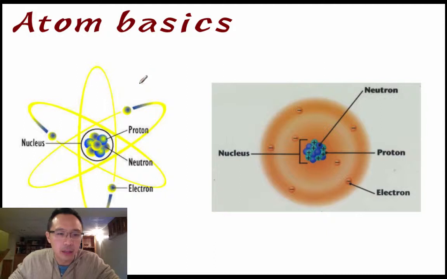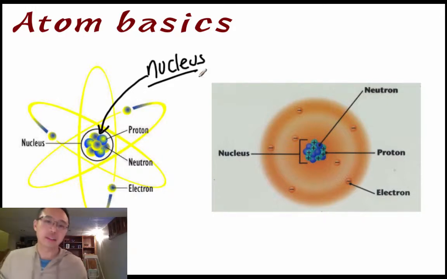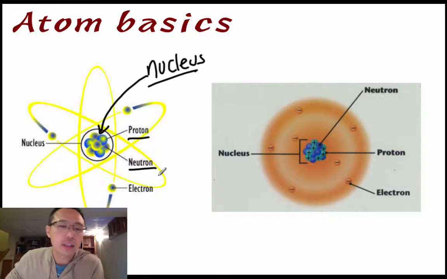So in an atom, you would have something that's called a nucleus. You might have heard of this word nucleus in a cell. Well, nucleus means the center. And in the nucleus, you have protons and neutrons. These are two different things, and these two elementary particles actually tell you a lot of properties about your atom.